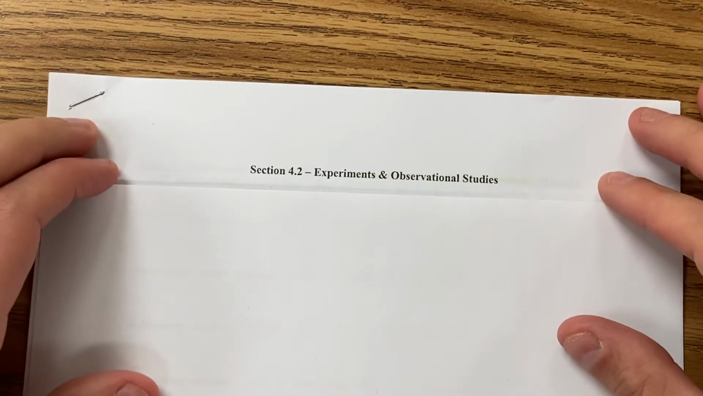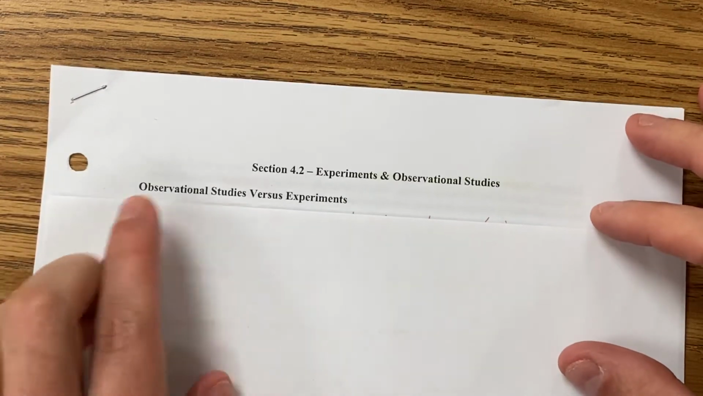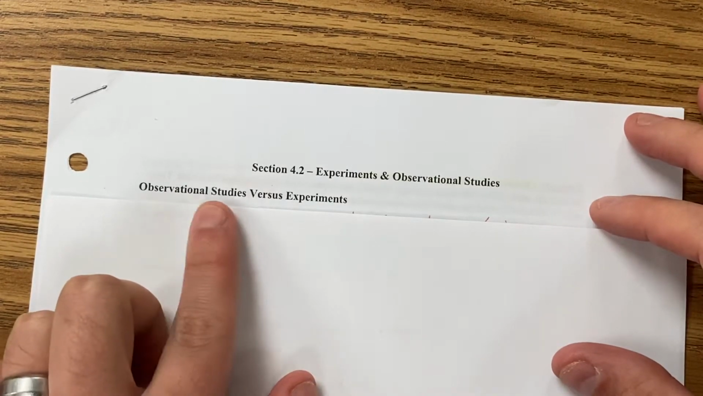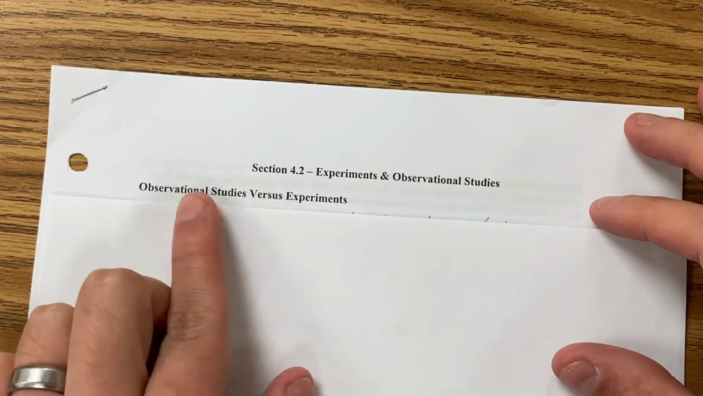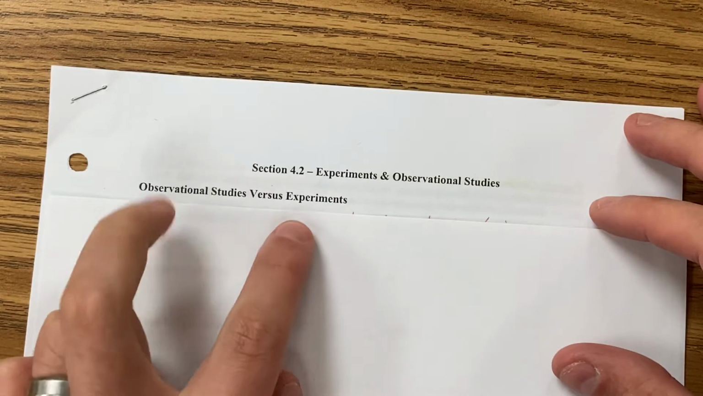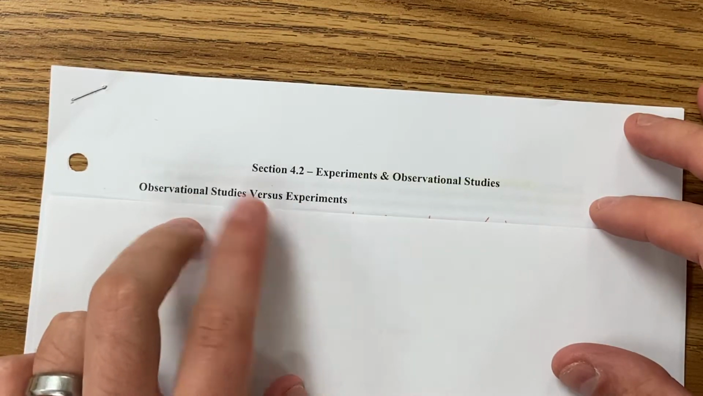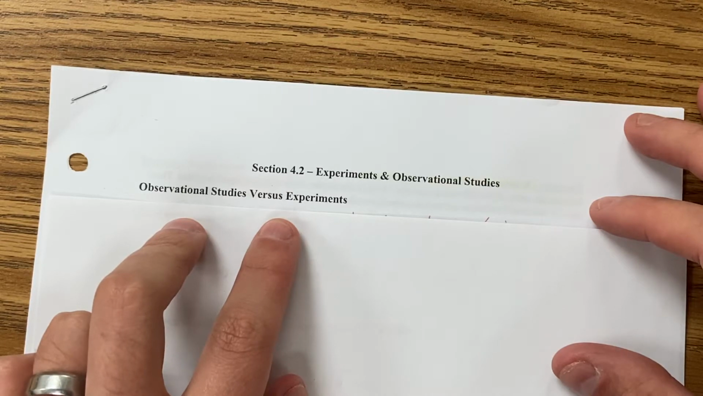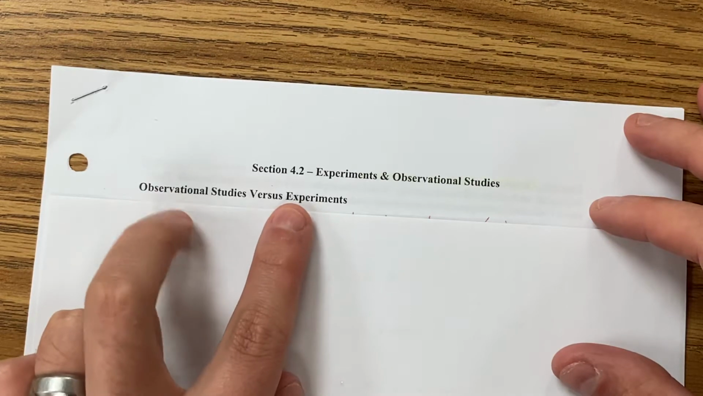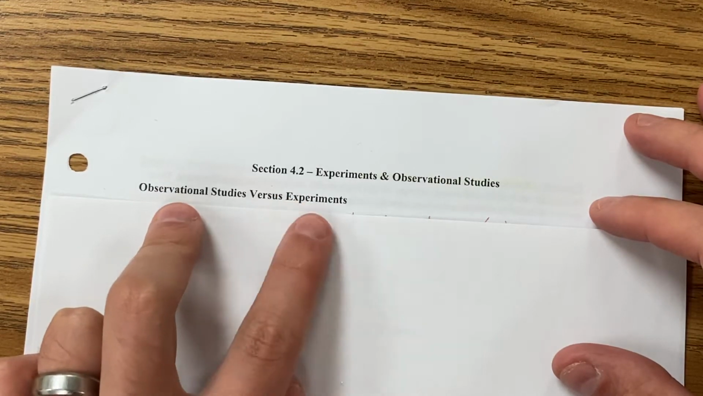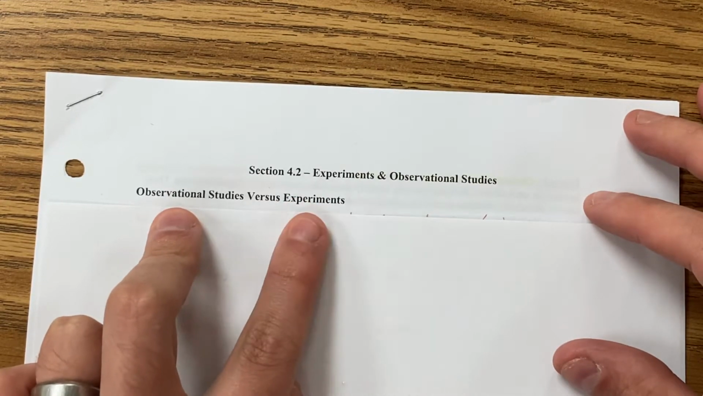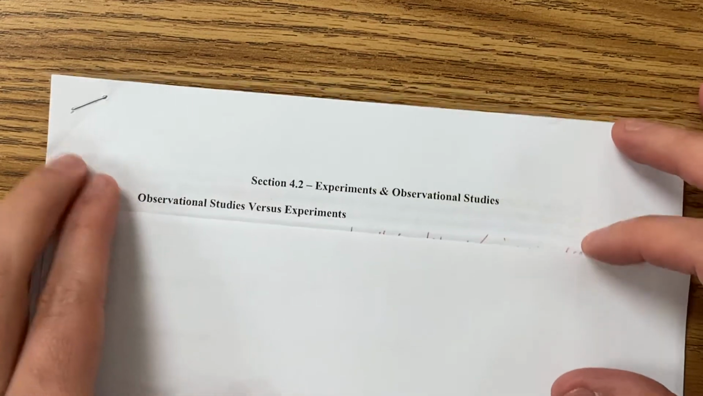Anyway, so section 4.2, experiments and observational studies. The first thing we're talking about is the difference between observational studies and experiments. There's some different vocabulary for each, and it is very important to know the difference in real life, because in real life you will see observational studies and you will see experiments, and knowing the difference between the two is very, very, very important, because experiments can show cause-effect relationships and observational studies rarely can do that. So experiments are always better to do, it's just sometimes they're not ethically able to be done. So they have to do observational studies. So what are these things? Here we go.